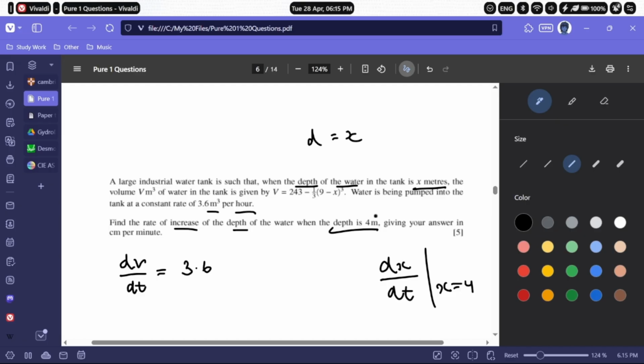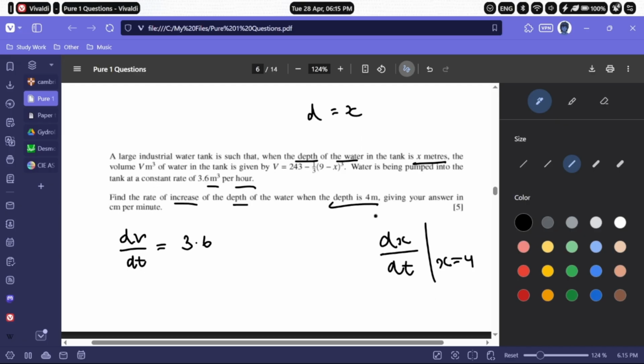I'm pretty sure you do get questions like these. Anyway, you can use the chain rule for these sorts of questions, okay? So you have to find out dx by dt. Let me just write that.